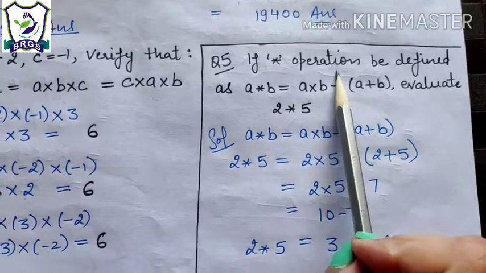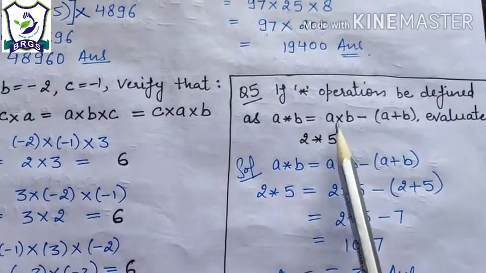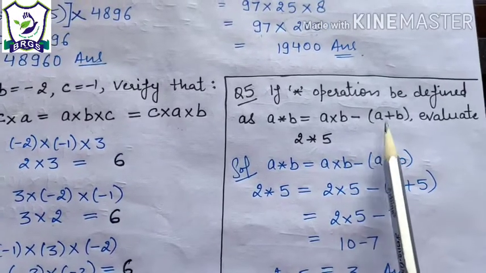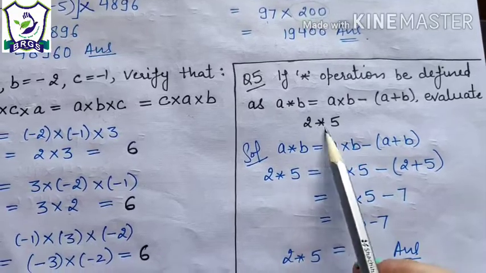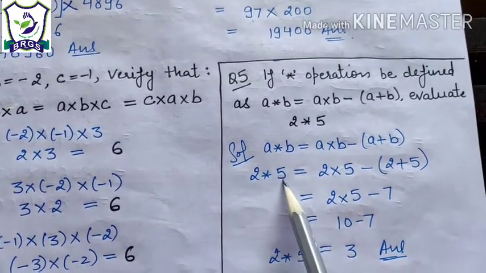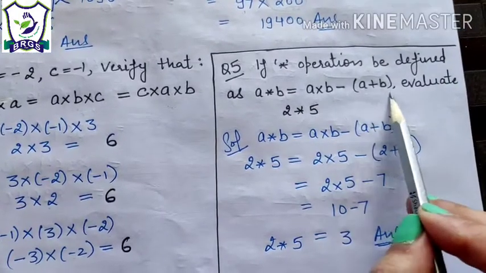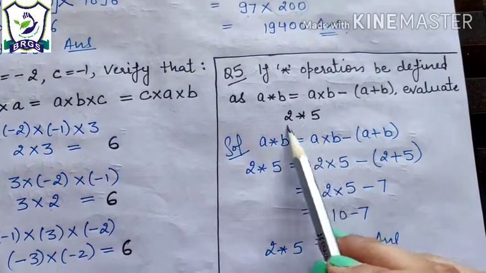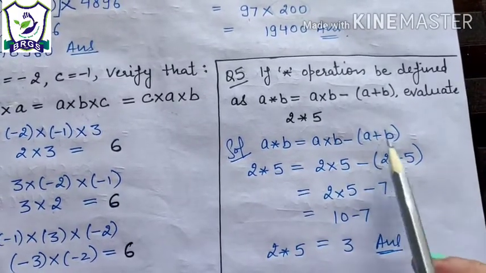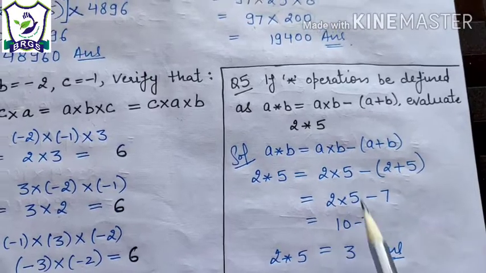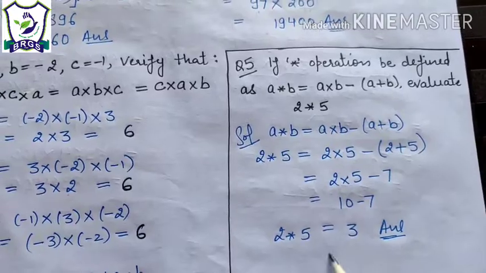This operation is given. This operation is defined by A asterisk B is equal to A into B minus, in the bracket, A plus B. So you have to evaluate the value of 2 asterisk 5. So 2 asterisk 5 will be equal to this expression. In this expression, in the place of A and B, we will put these values 2 and 5. So A into B is 2 into 5 minus A plus B is 2 plus 5. 2 5s are 10, 2 plus 5 is 7, and 10 minus 7 is 3. This is your answer.